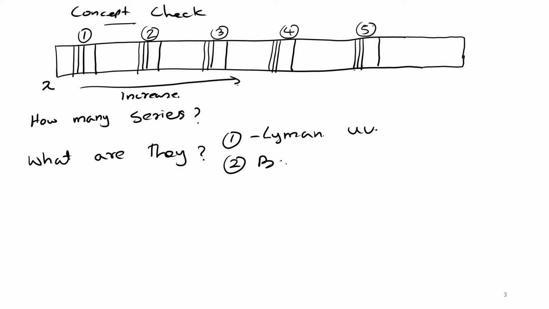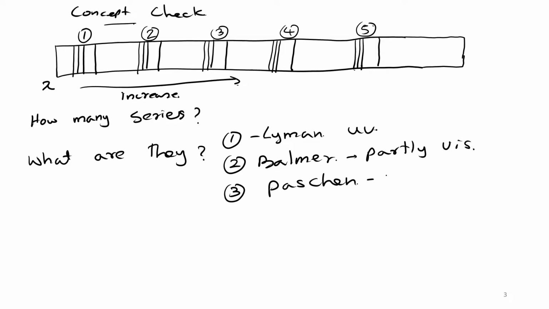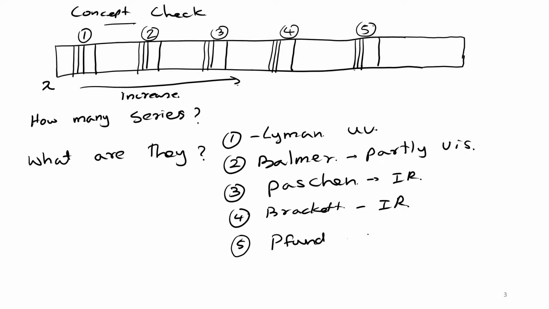The second one is Balmer. Third one is Paschen. Balmer is partly visible. Paschen is IR. Fourth one is Brackett, that is also IR, and the last one is also IR. So we cannot see any UV light or the IR radiation. So we cannot see any of these transitions without a special equipment. We cannot see them with our naked eye.